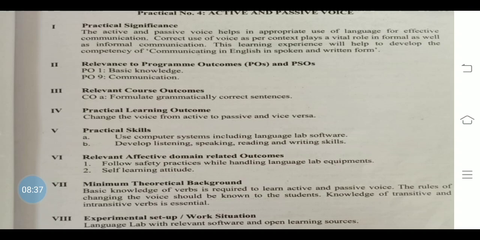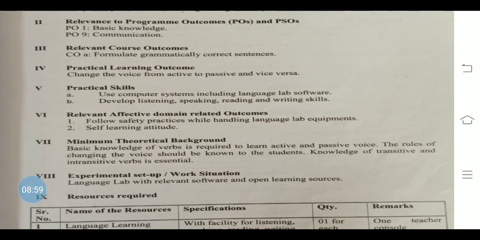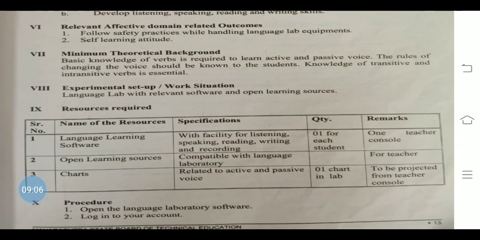Knowledge of transitive and intransitive verbs is essential. Okay, because in transitive verb there is object and in intransitive verb there is no object. So you should know the types of verb: transitive verb, intransitive verbs, the time, present, past, future, the manner, simple, continuous, perfect and perfect continuous. Let us discuss the experimental setup. Language lab with relevant software and open learning sources. Procedures: open the language laboratory software.